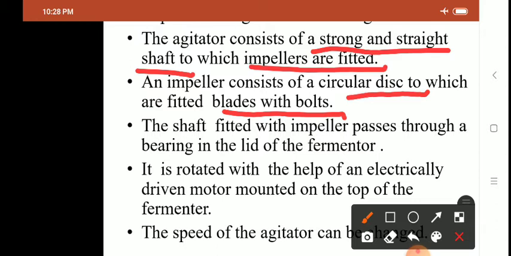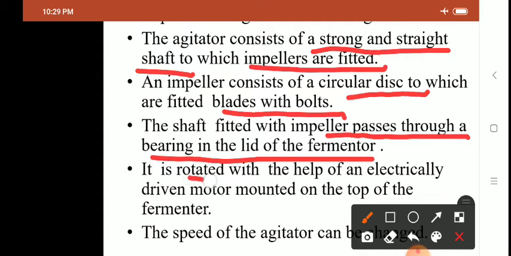The shaft fitted with the impeller passes through the bearing in the lid of the fermenter. The shaft passes through the middle of the lid. Lid means the cover of the fermenter, and the rod enters inside. The rod is fitted at intermittent places with impellers. Impellers are nothing but discs with blades.